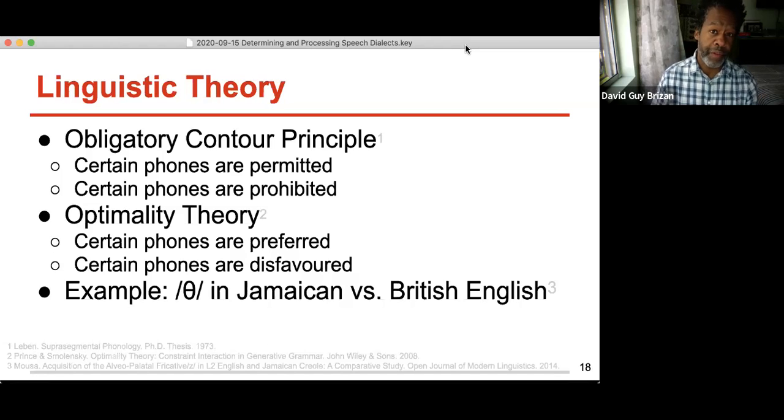I spoke to a bunch of linguists, and they said, do you know about the obligatory contour principle? And I was like, what's that? And then they were like, do you know about optimality theory? And I was like, what's that? It basically means my native language or my native dialect or my native linguistic subculture determines the combination of sounds that are preferred for my group, my group of people, my speaker group.